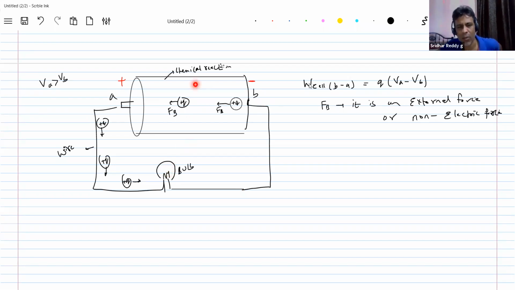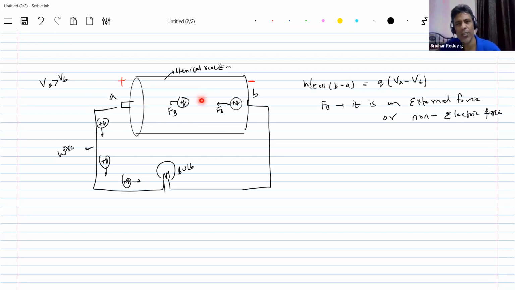So this cell is converting its chemical energy into electrical energy. And this wire helps the charge to flow through it. Then the bulb takes the energy from the charge particle, converts that into heat, and further the heat is converted into light energy. So this mechanism continues as long as the chemical reaction occurs.